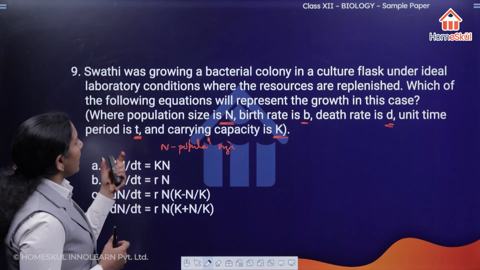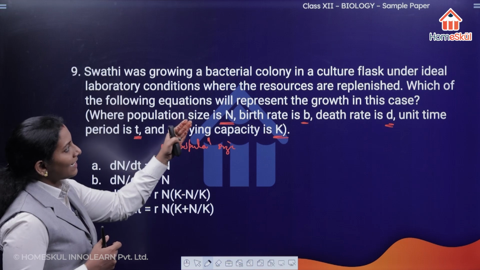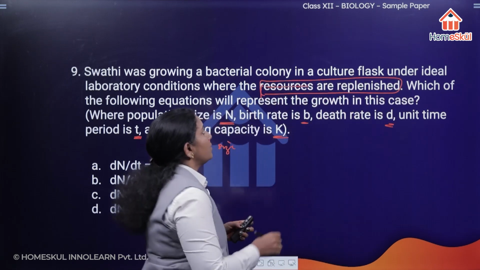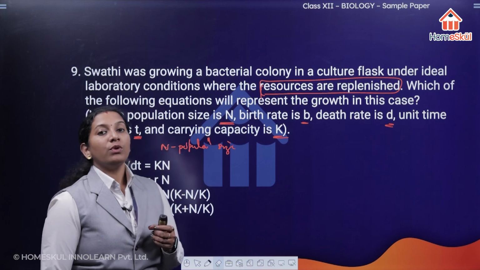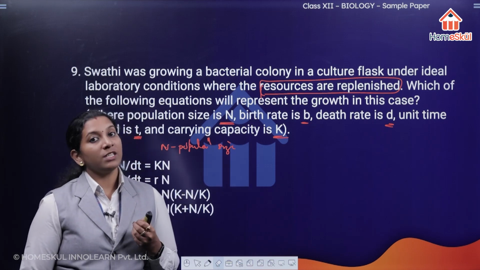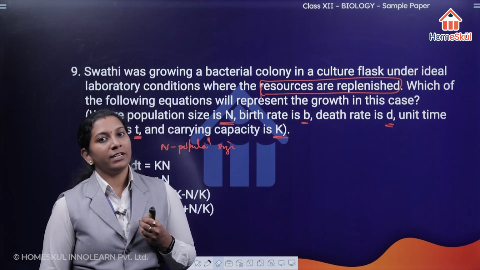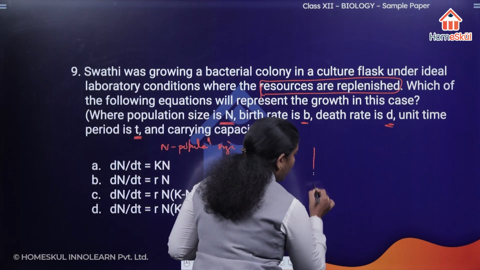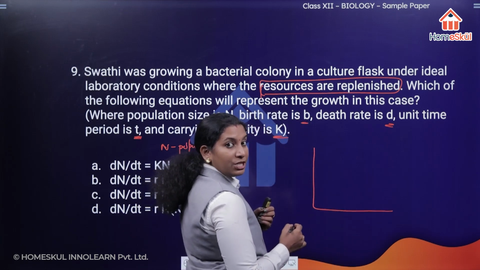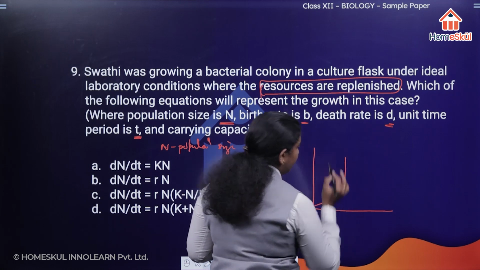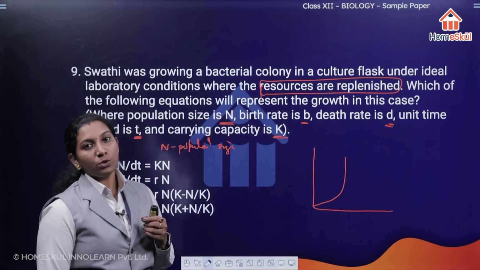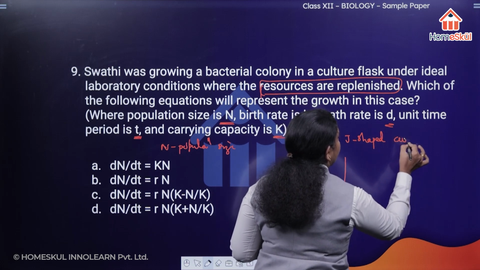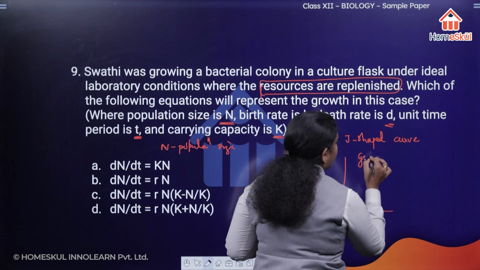In this condition, a bacterial colony in a culture flask is growing under ideal laboratory conditions where the resources are replenished. That is the clue. Since the resources are replenished, what type of growth can we observe? An exponential growth pattern, that is a geometric growth pattern. For a geometric or exponential growth pattern, what will be the shape of the curve? It will be a J-shaped curve.